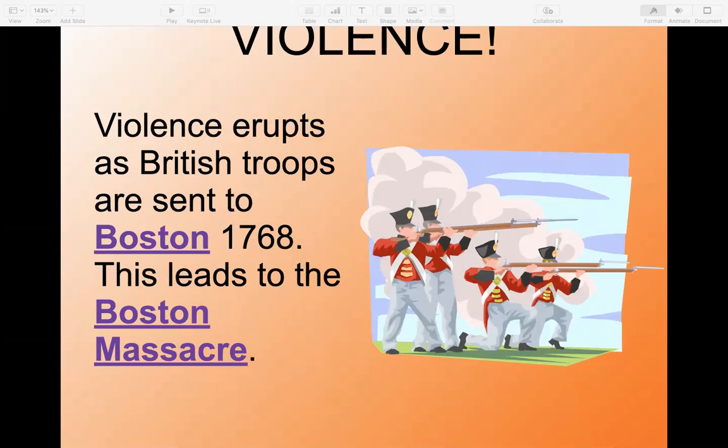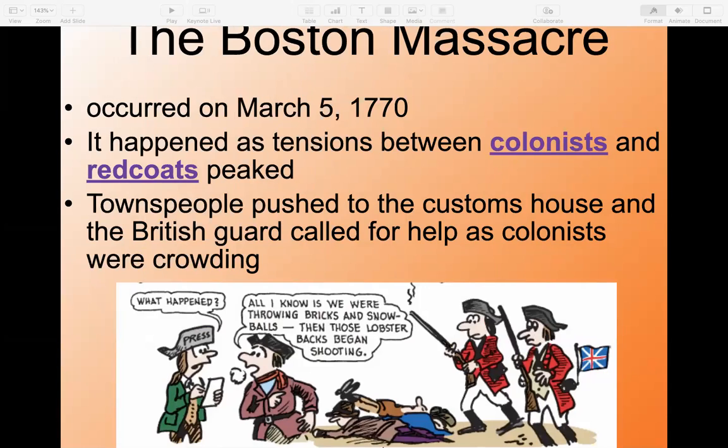Violence erupts as British troops are sent to Boston, 1768. This leads to the Boston Massacre. The Boston Massacre occurred on March 5th, 1770. It happened as tensions between colonists and redcoats peaked.